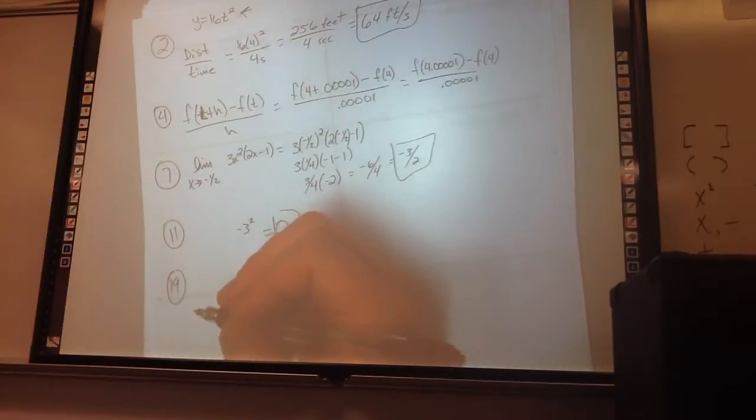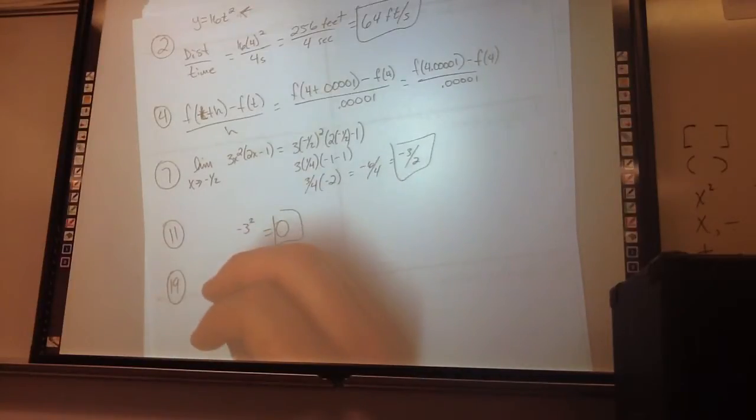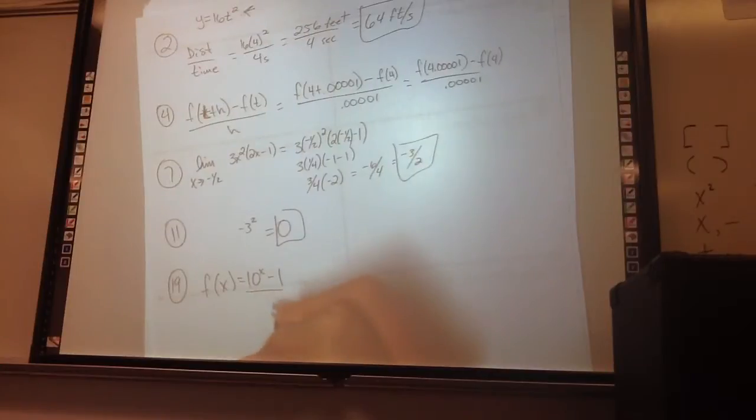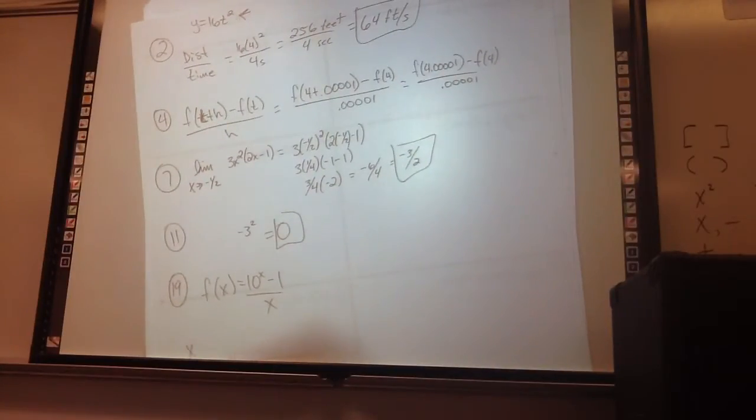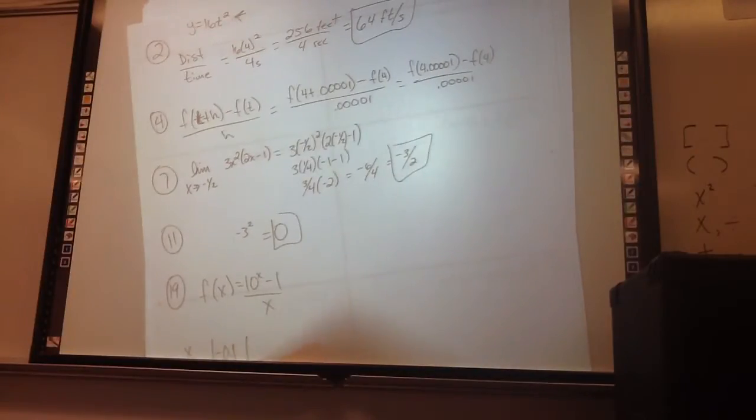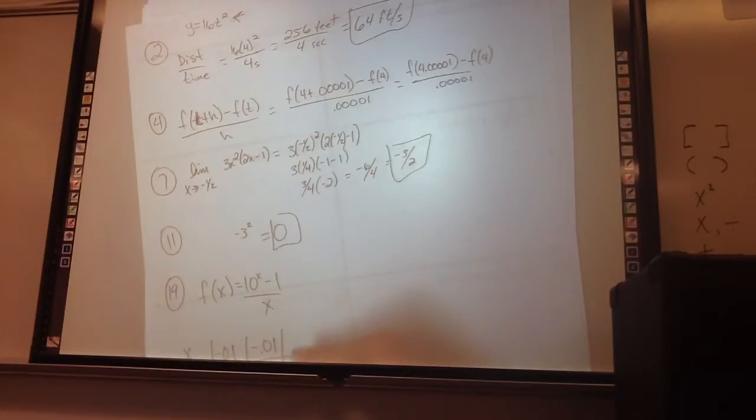You were supposed to fill in those tables. Like you were supposed to do all of them and plug them in. I did. Nobody wants to do that. You just plug them in for x. You fill in the tables. So negative 0.1, and you plug it in for x, and you get an answer. And then you do negative 0.01, and then you do negative 0.001, and then you do.